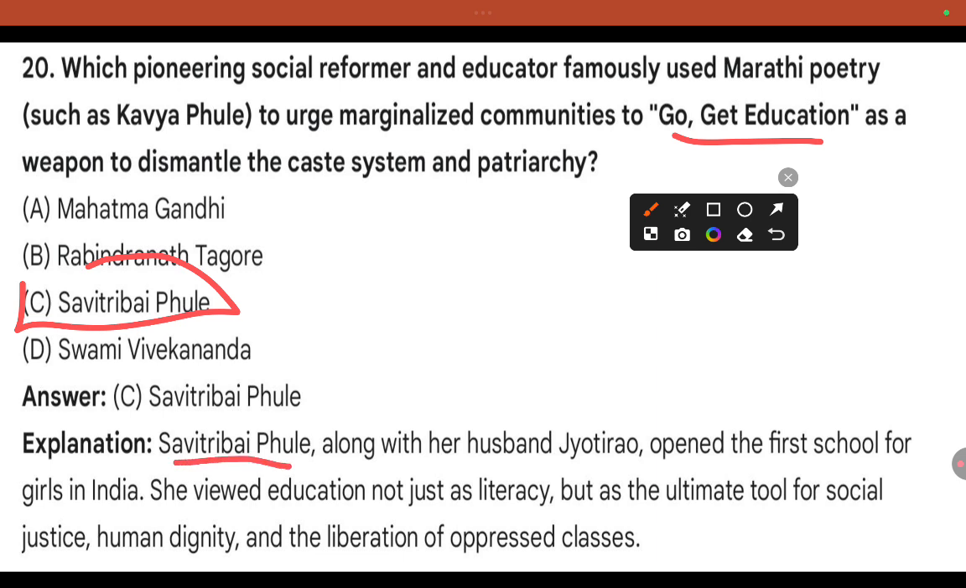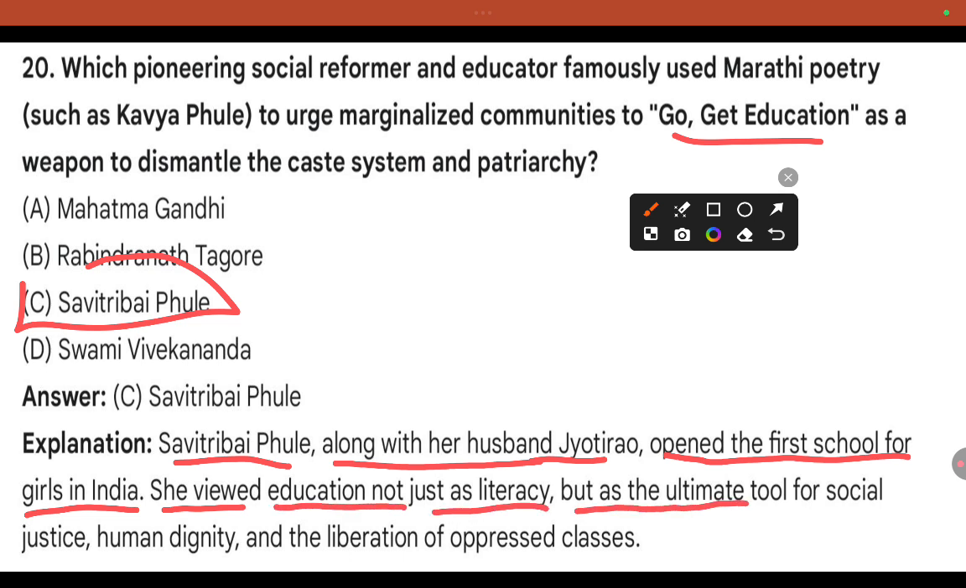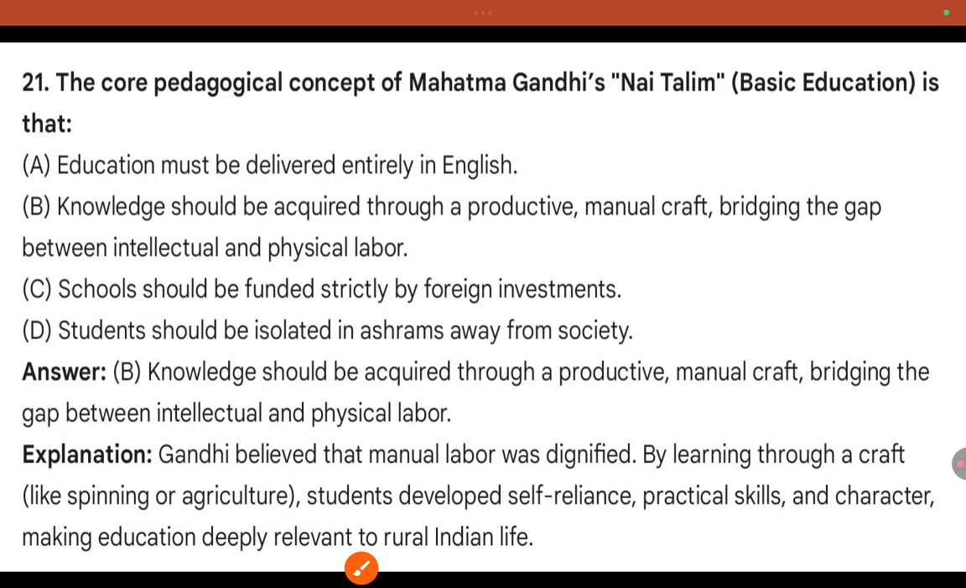Savitribai Phule, along with her husband Jyotirao, opened the first school for girls in India. She viewed education not just as literacy but as the ultimate tool for social justice, human dignity, and liberation of oppressed classes.